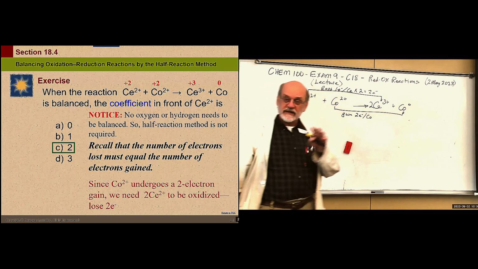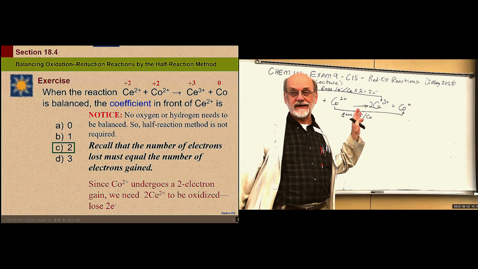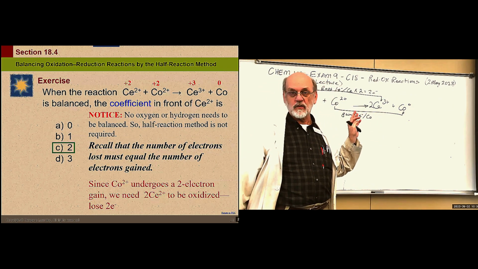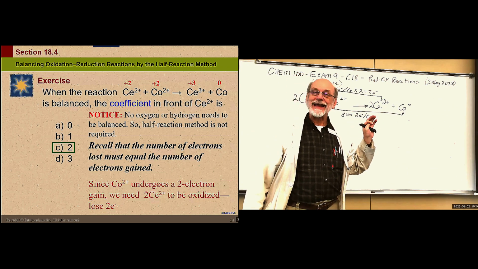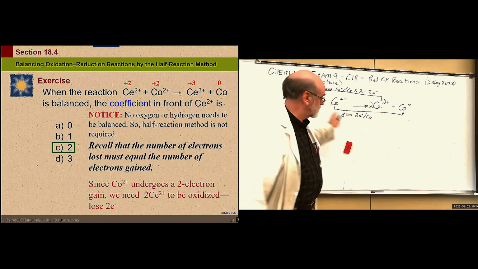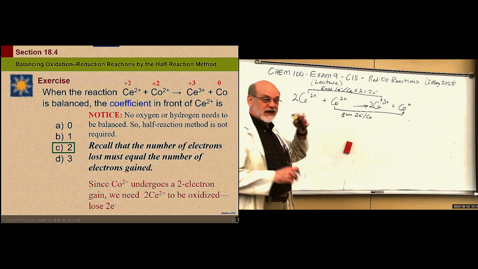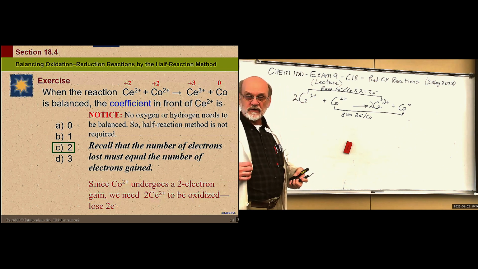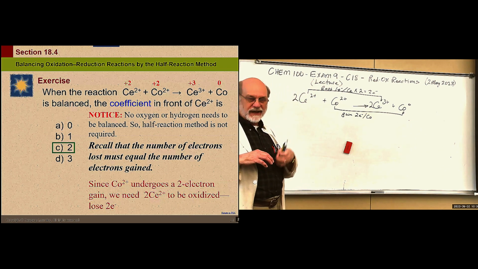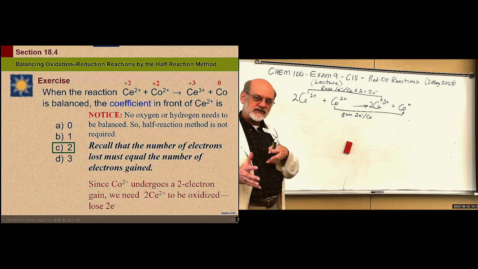Now, obviously, in this case, we did not include the spectator ions. Right? There were some anions associated with these, of some kind, but we didn't include them because they had no bearing on the oxidation reduction steps.